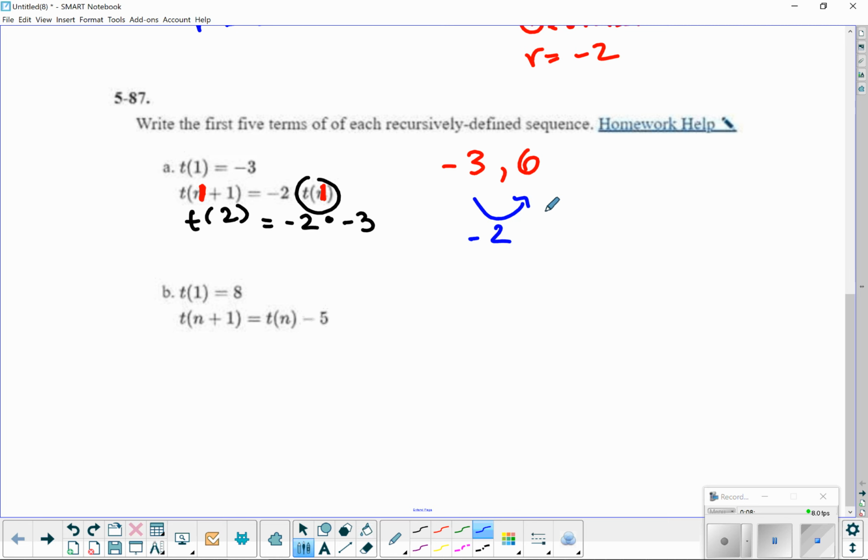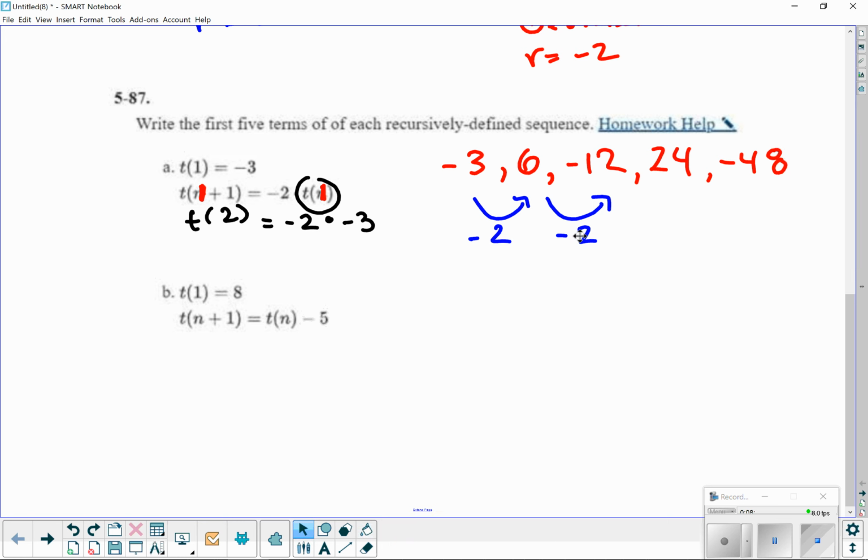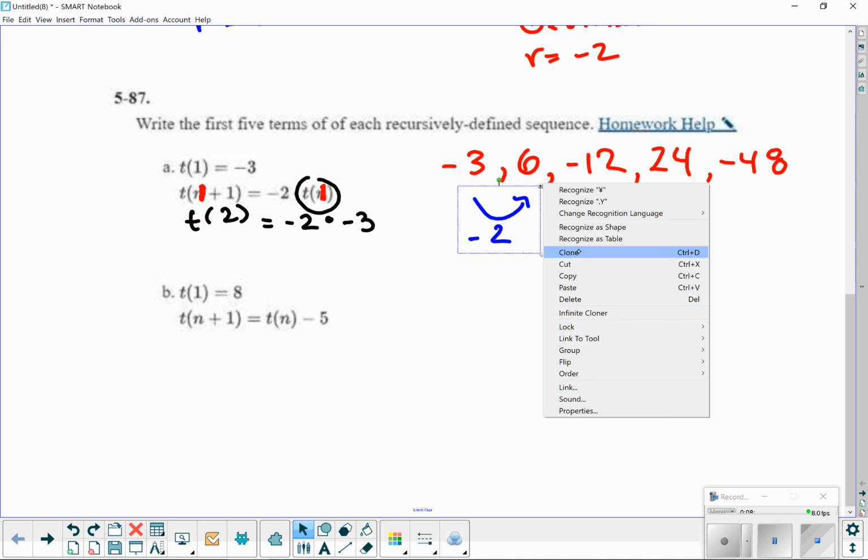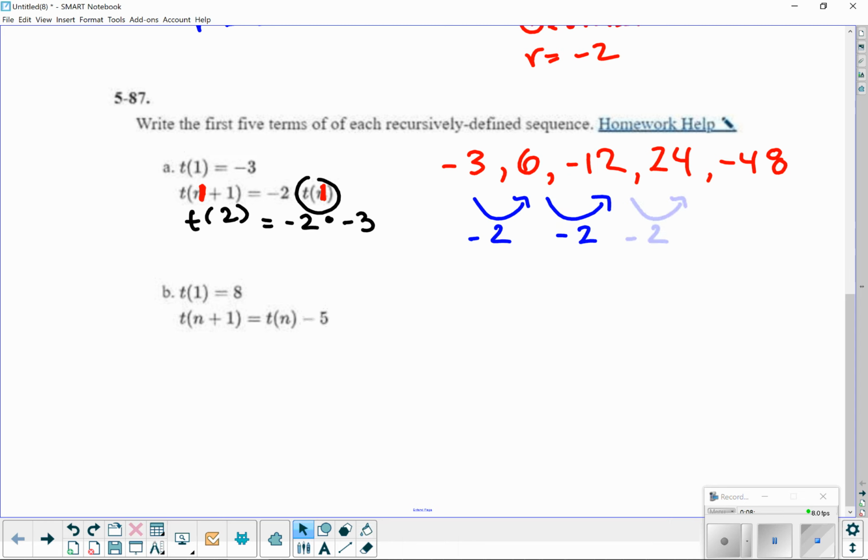Okay, so that means that I don't actually have to do much, because I know my next term. It'd be 6 times negative 2. So the next one is 6 times negative 2 is negative 12. The next one is times negative 2 as well. So negative 12 times negative 2 is 24. And then times it by negative 2. 24 times negative 2 is negative 48. Because all I'm doing is taking each of these times the negative 2, and I'm just multiplying it to get the next one. Right? 24 times negative 2 is negative 48. Okay, and that's 5 terms.